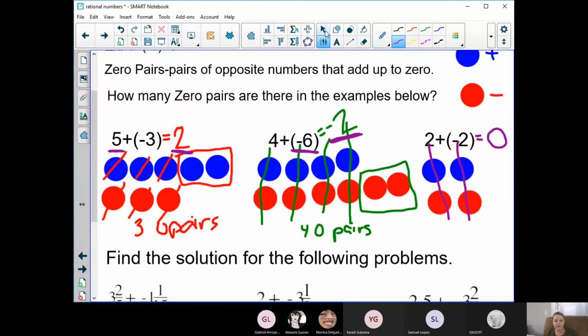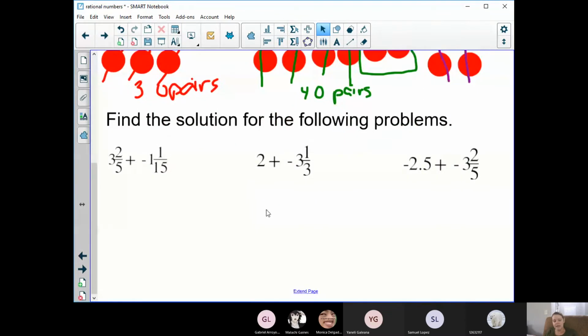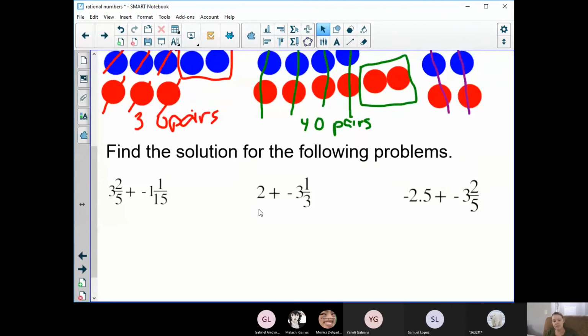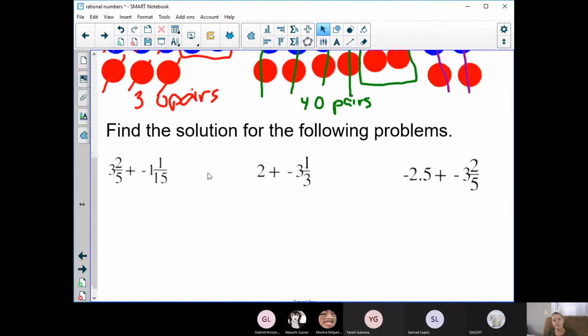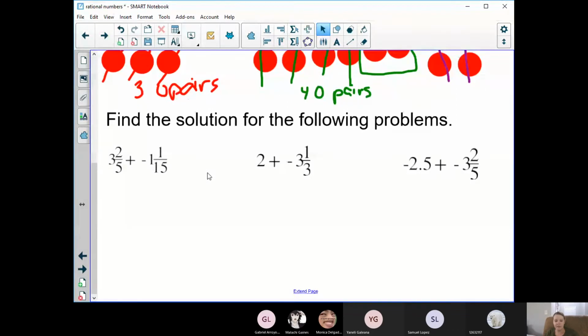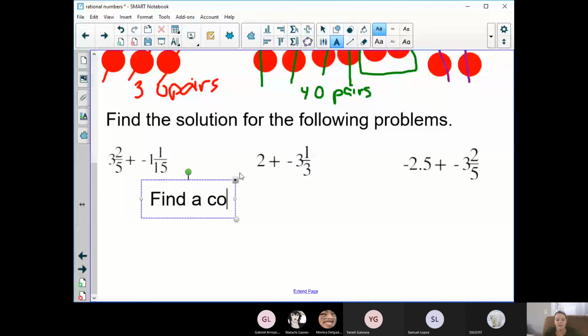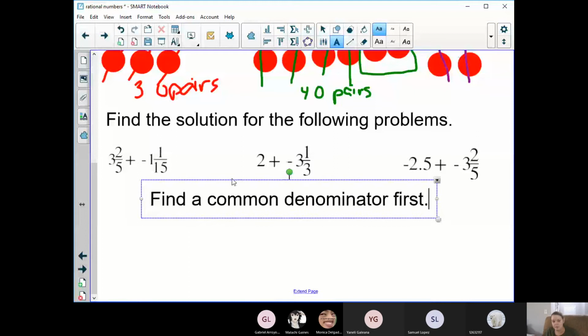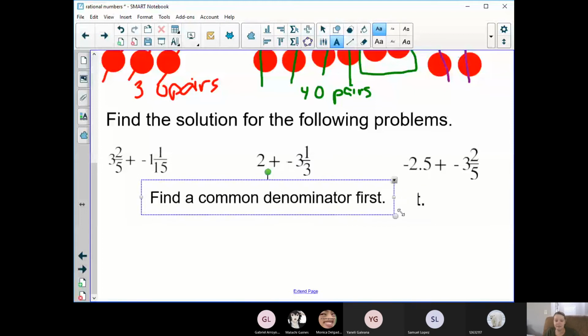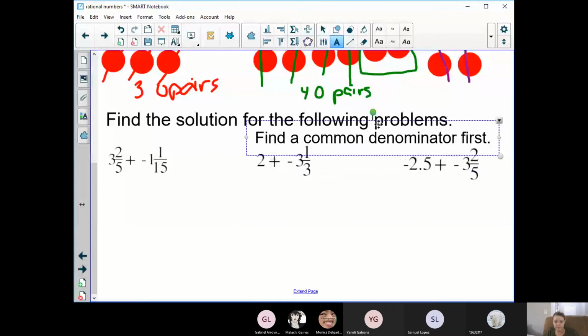Now let's look at rational numbers, okay? So rational numbers are a little trickier, just because they involve fractions or decimals. And before we can do addition and subtraction with them, we need to find a common denominator. So we are going to find a common denominator first, before we do anything else. Okay.